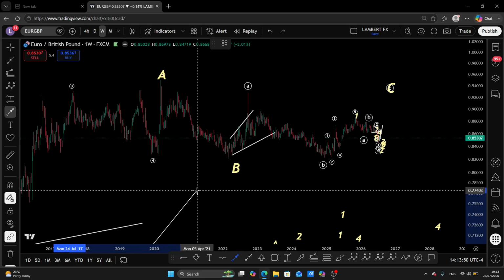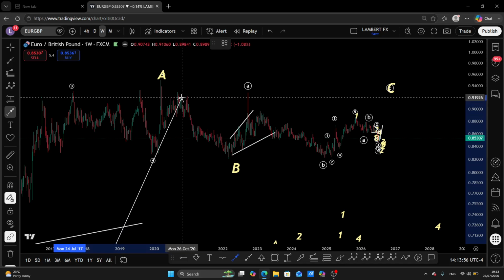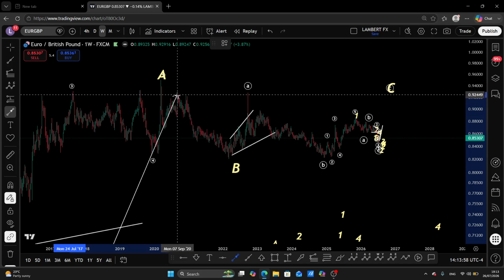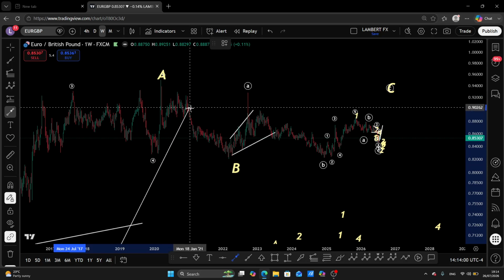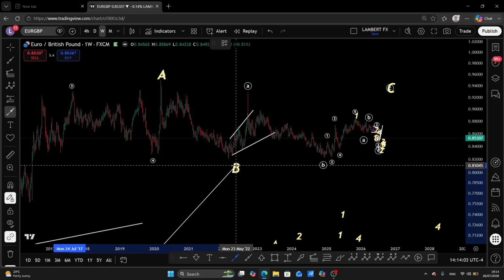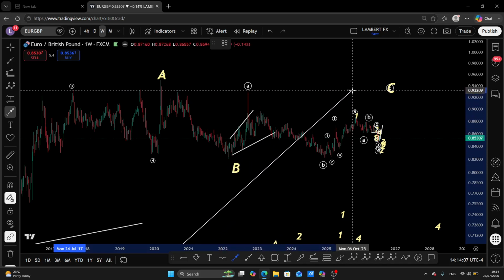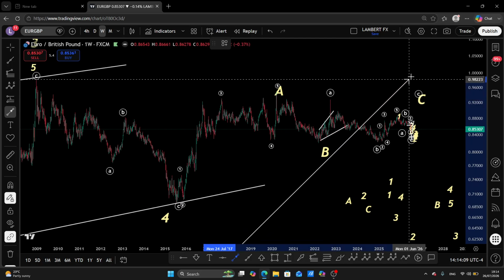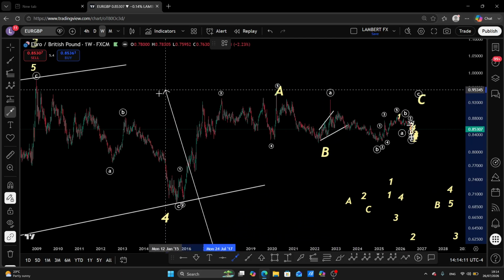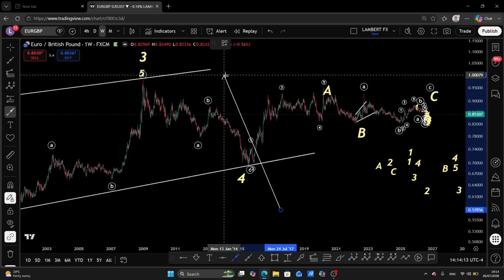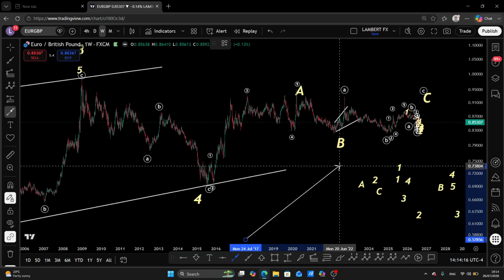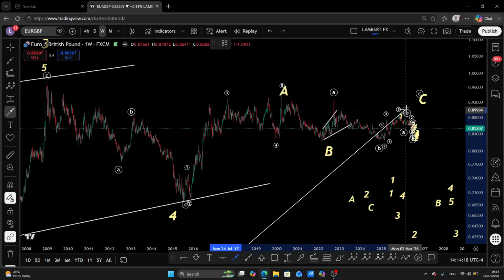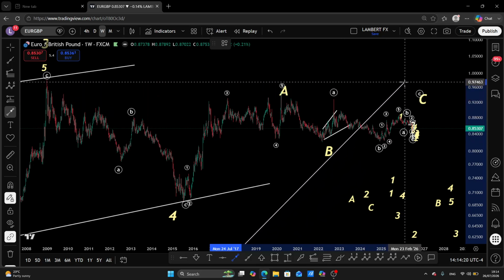A flat can be a running flat, an expanded flat, or a regular flat. This to me was a regular flat, so we had a B confirmed. Now we need a push-up for C to complete the final leg of this leading diagonal. What we're working on now is a 5-leg up.